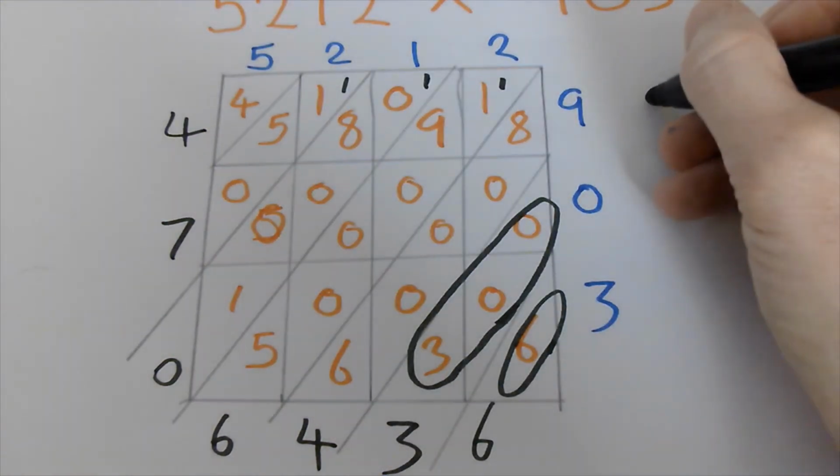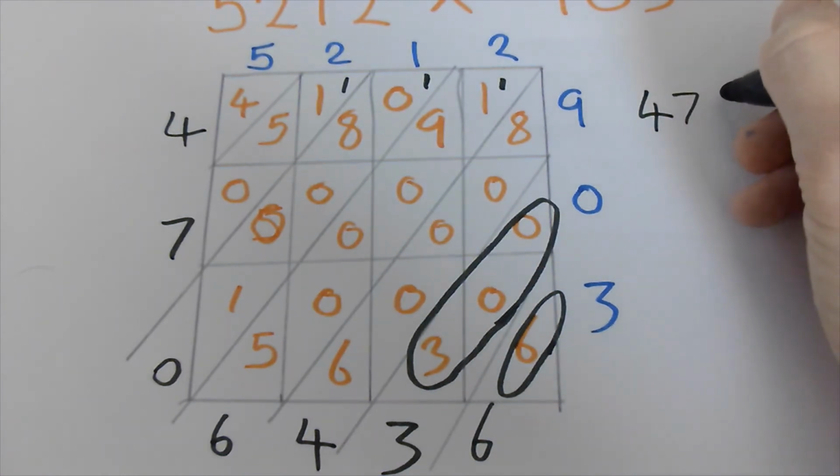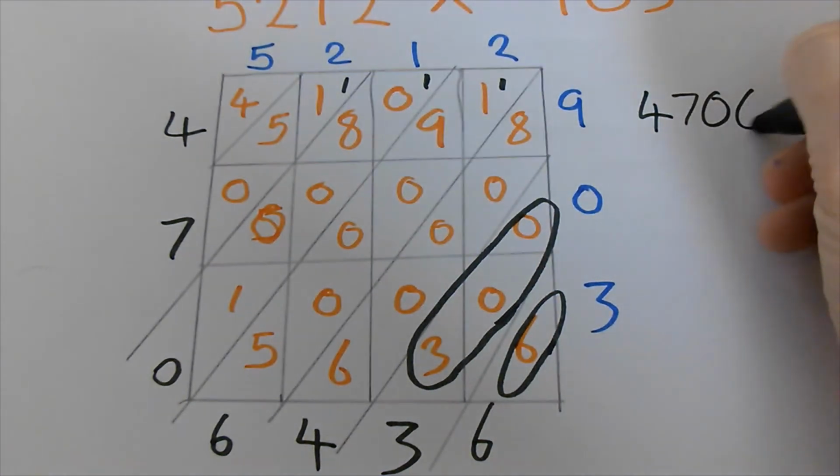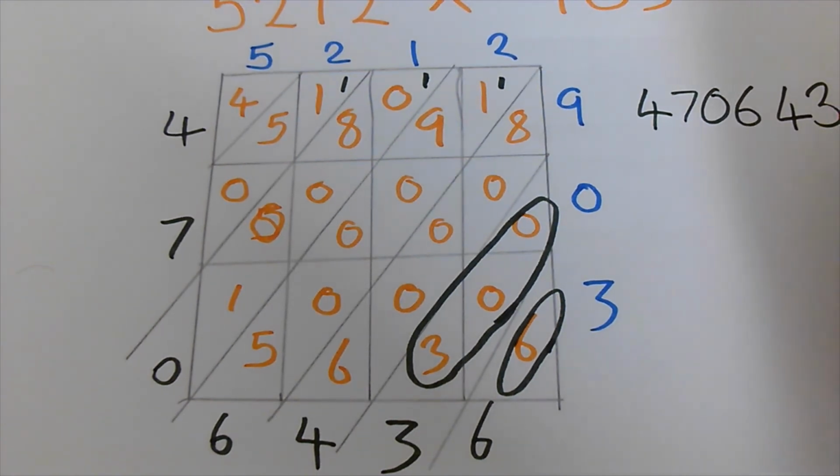So our answer is 4,706,436. And that's how we complete the lattice method.